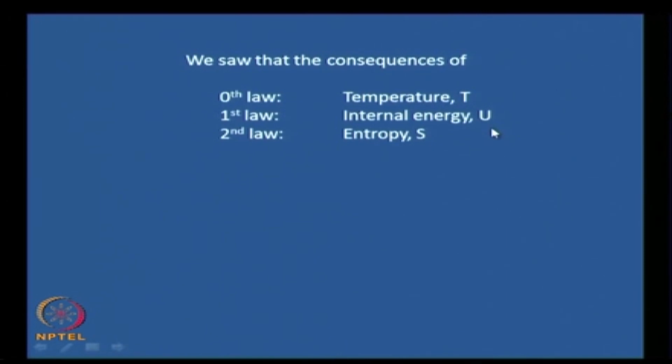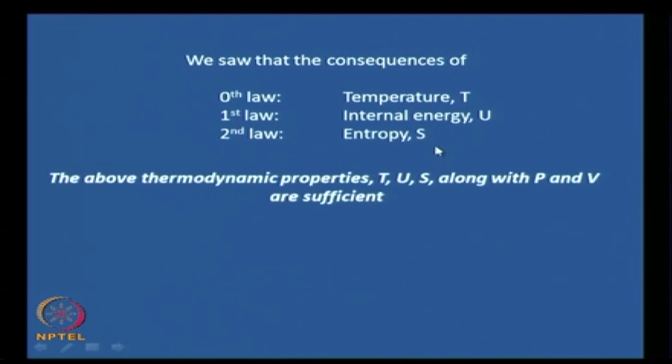The consequence of the second law, which essentially gave us a means for the directionality of a process, is what we saw in the review: the thermodynamic quantity entropy, which is represented by the letter S. These three thermodynamic properties T, U and S, along with pressure and volume or specific volume, are actually sufficient to describe the thermodynamics or thermodynamic relationships of any system.